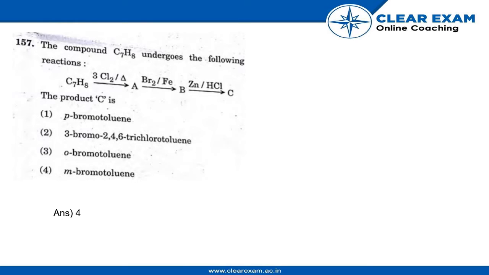Hey guys, now we are going to solve question number 157. Let's see what the question says. The compound C7H8 undergoes the following reactions. C7H8 followed by 3Cl2/delta gives A, which then reacts with bromine and iron to yield the product B, which further reacts with zinc and HCl, giving us product C.